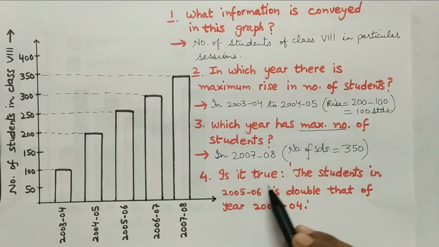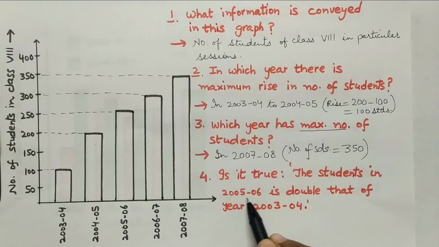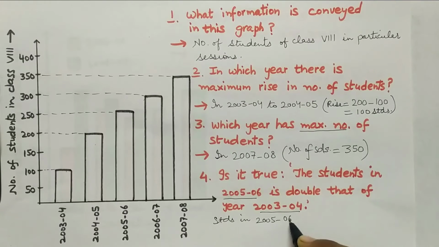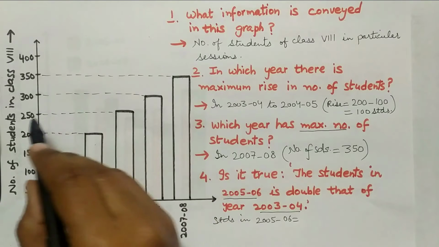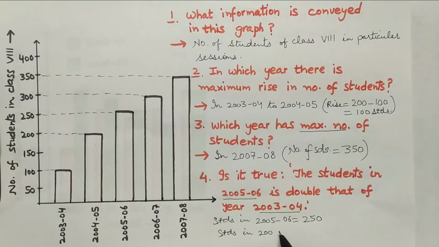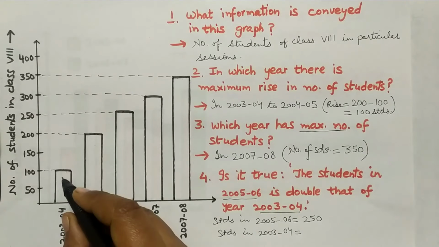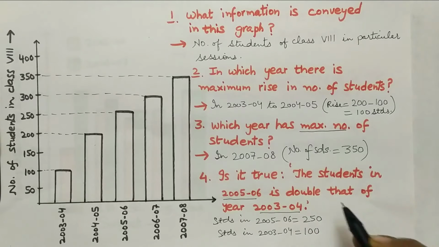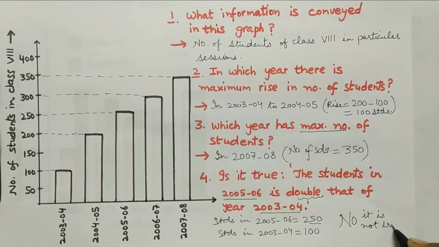The next question asked is: is it true that the number of students in year 2005-6 is double that of year 2003-4? Here two years are given. We write students in 2005-6: the number of students is 250. And the students in 2003-4 are 100. So is it the double? The double of 100 is 200 and it is 250. So we write no, it is not true.